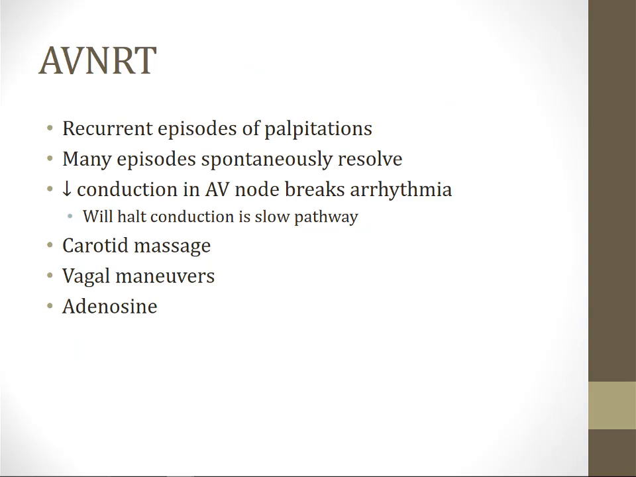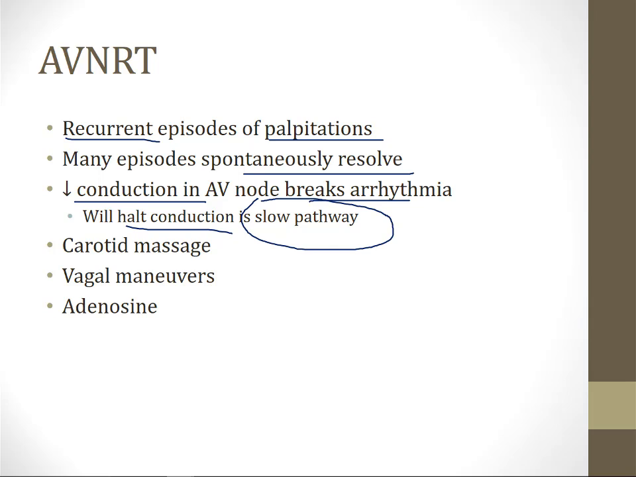So patients with AV-NRT and dual pathways in their AV node develop recurrent episodes of palpitations when their heart suddenly begins beating very fast. Many times the arrhythmia spontaneously breaks and the palpitations resolve. However, if the tachycardia does not break, you can break it yourself by doing something that decreases conduction in the AV node. This will stop the arrhythmia. When you slow conduction in the AV node, usually you will halt conduction in the slow pathway. Remember, the slow pathway is already slow, and if you decrease the conduction velocity further, usually the slow pathway stops conducting electricity and that breaks the circuit.